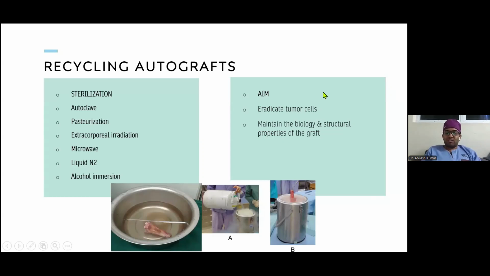Okay, recycling autografts. What does recycling autografts mean? Recycling autografts means that when you excise a tumor, we sterilize it and reinsert the same bone back into the patient. Now, to do this, we need to ensure that the part of bone that was excised has 100% tumor kill. So the aim of this is to make sure, one, you got 100% tumor kill. Two, you maintain some of the biology, the cellularity and the osteocytes and all that in the bone while achieving 100% tumor kill. So how do we do this? There are a few methods: pasteurization, extracorporeal irradiation, autoclaving, and liquid nitrogen.